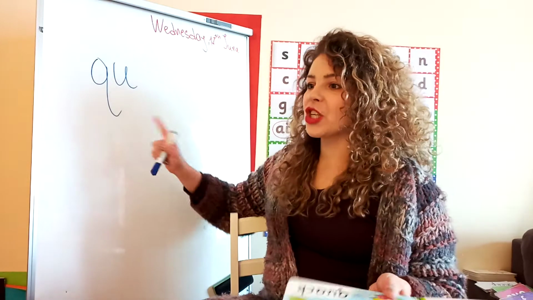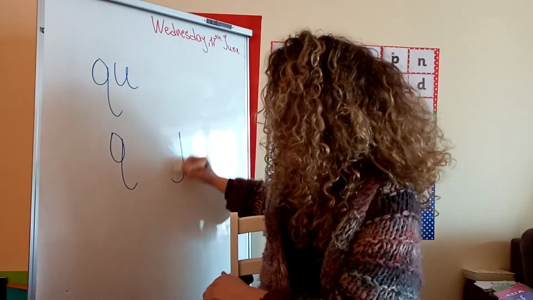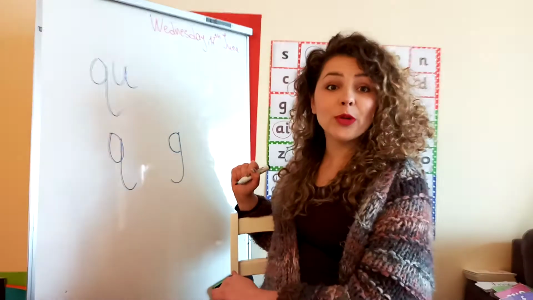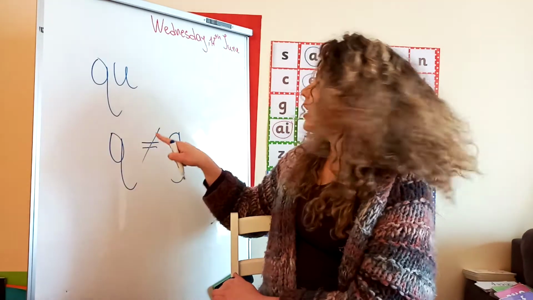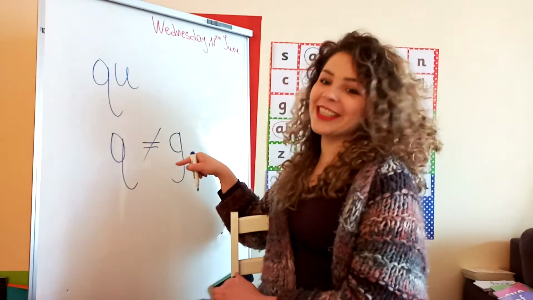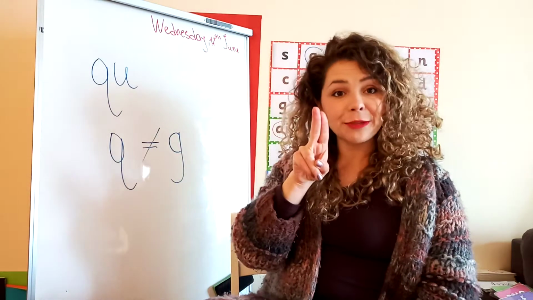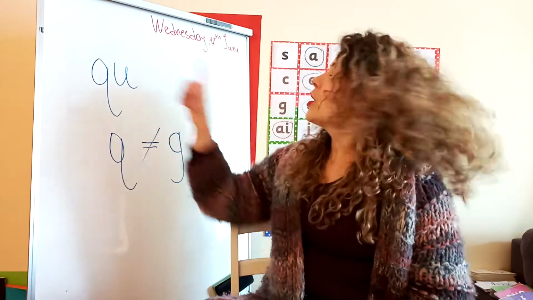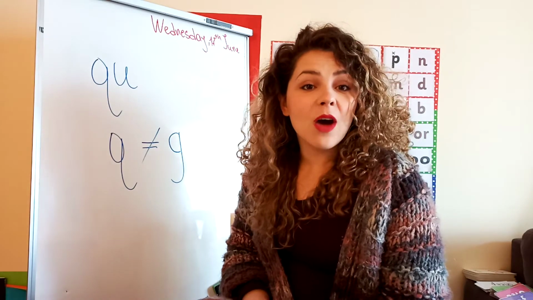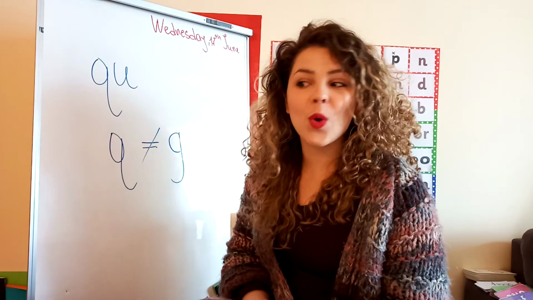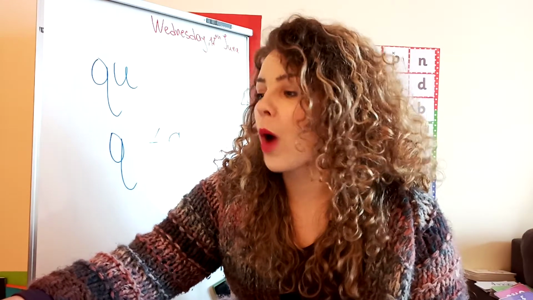Pay attention that letter Q is very similar to letter G, the one that makes the sound g, but they are not the same. By the way, this is a new math sound. It's not equal, not the same. What is important to know is that Q and U in English always go together. They're always together, okay? Q says to U, I can't live without you, and they always make the sound qu, qu, qu. So let's now hear the song for the sound qu.